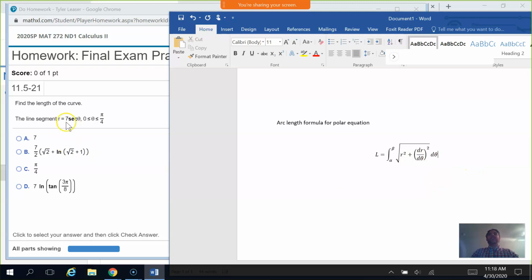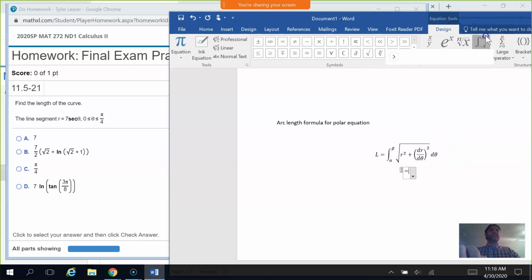So now let's take the equation that we have and plug it into this and do the integral. So for us, we're going to have the integral, and it tells us the limits. Our limits are going from 0 to pi over 4. And then plugging in my r, we're going to have r squared, so that's going to be (7 secant theta) squared, plus the derivative of r with respect to theta. The derivative of secant is secant tangent.